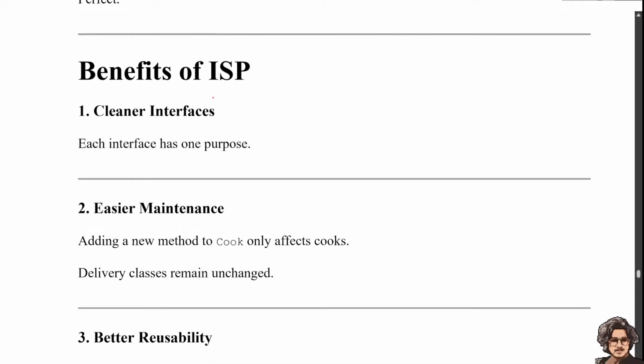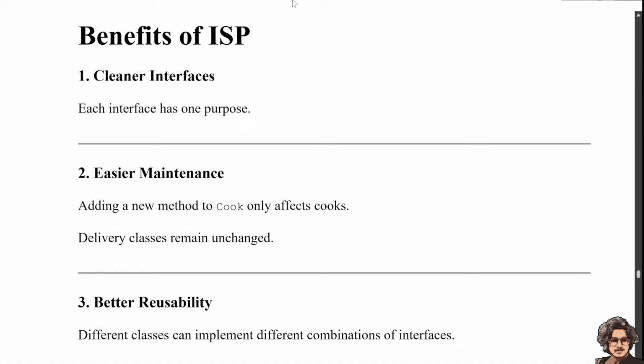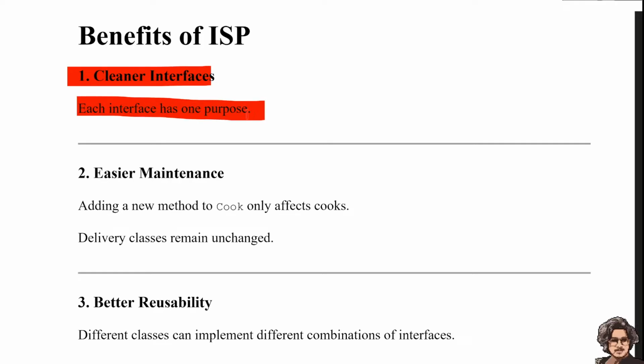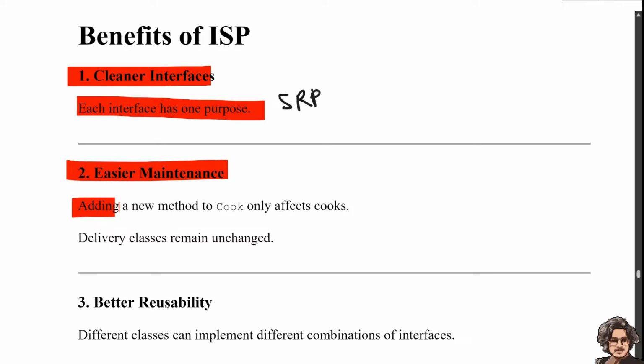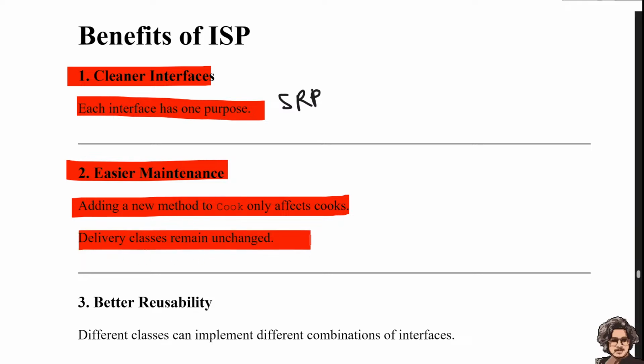So what is the benefit of ISP, the interface segregation principle? It gives us cleaner interfaces. Each interface has only one purpose, similar to SRP, the single responsibility principle. It is easier to maintain: adding a new method to cook only affects the cooking things, so the delivery class remains unchanged.